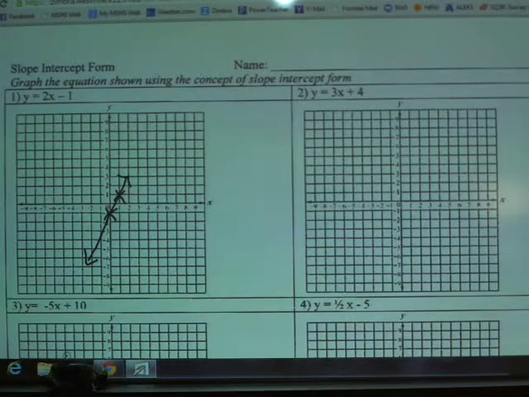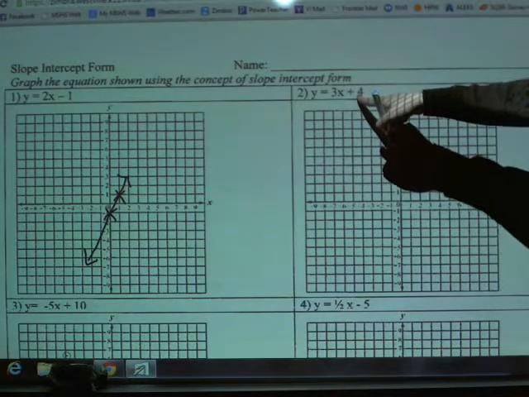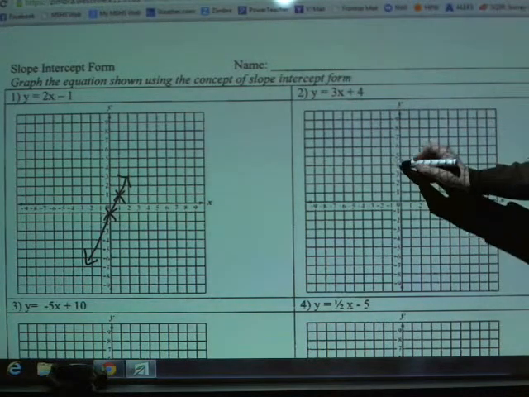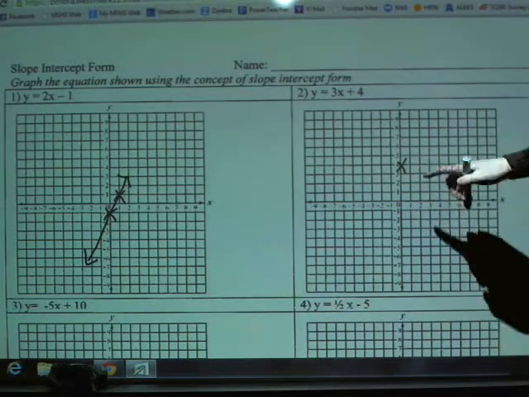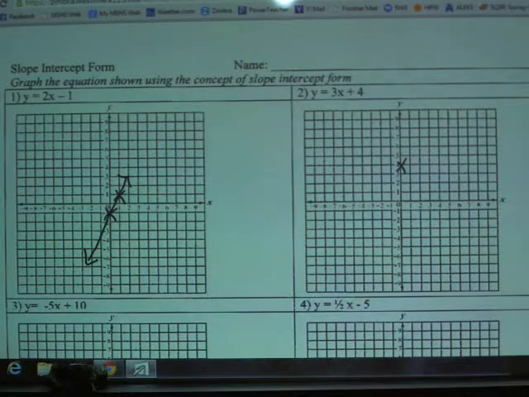Coming over to look at number 2, the b value here in y equals 3x plus 4 is 4. So I'm going to put a dot on the y-axis here at 4. Again, that first thing that I graph is always this trailing number when it's written in slope-intercept form, the y-intercept, or b in the formula.